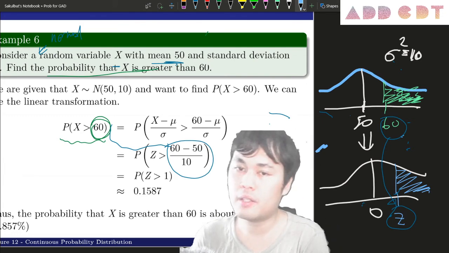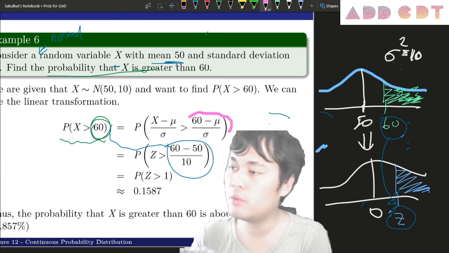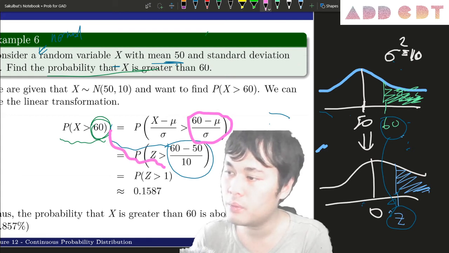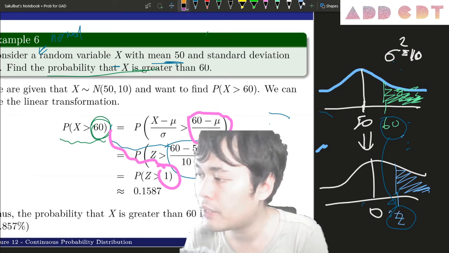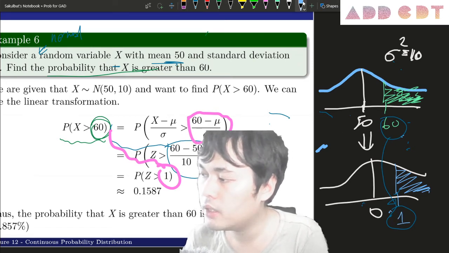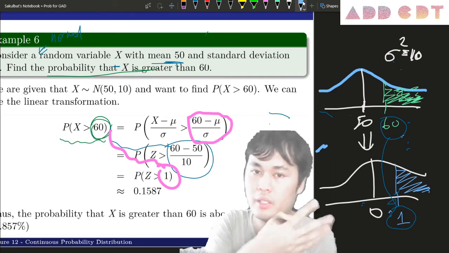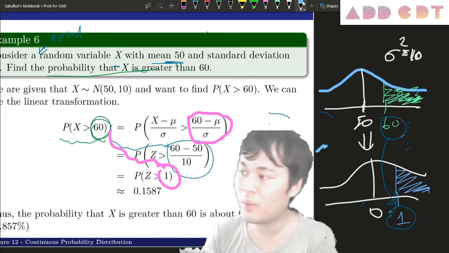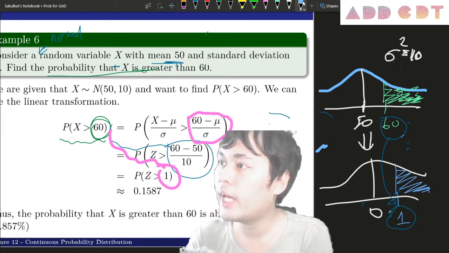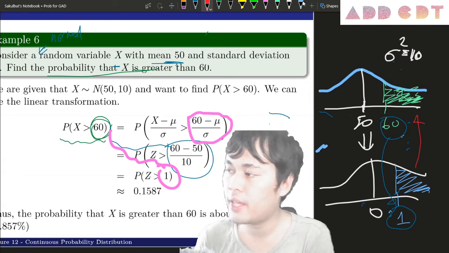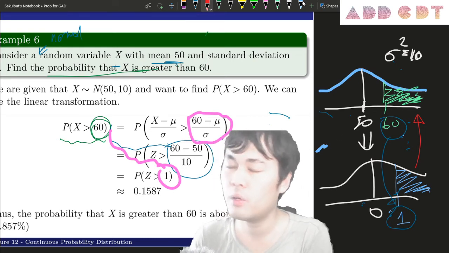So we want to know where that value 60 gets mapped to on the standard curve. And if you just use the formula, that 60 gets mapped to the number 1. So after the computation, we know that that value of z is now 1. And once we have that value 1, we can use the z table if you prefer, or use the app or whatever you have at hand to find the area. And that area is going to be exactly the same as the area for the original question.